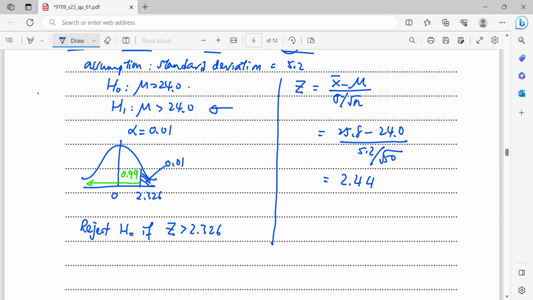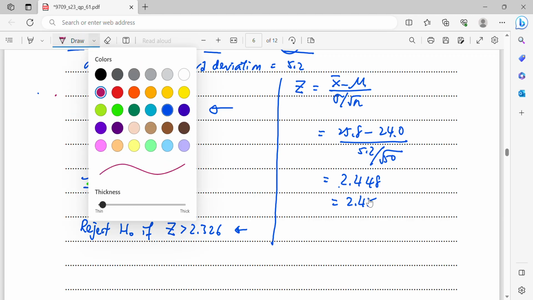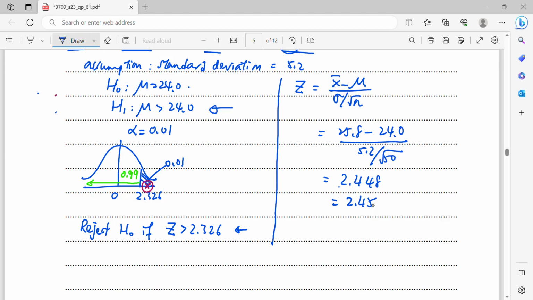2.448. I will write both first: 2.448, which is 2.45 to 3 significant figures. Or maybe we can just write what corresponds to this, up to you. Alright, so from here, 2.45 is actually inside the shaded region. That means our decision is to reject H0. So you can write here, since Z is greater than 2.326, reject H0.